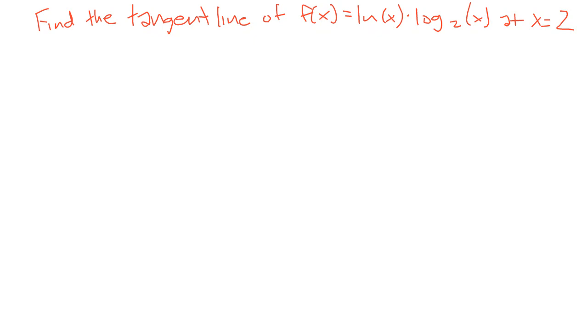So first thing, actually before we even take the derivative, let's find what our y value is. Let's find our f of 2 before we move on. So our f of 2 is going to be natural log of 2 times log base 2 of 2. Now let's see if we can simplify this a little bit.